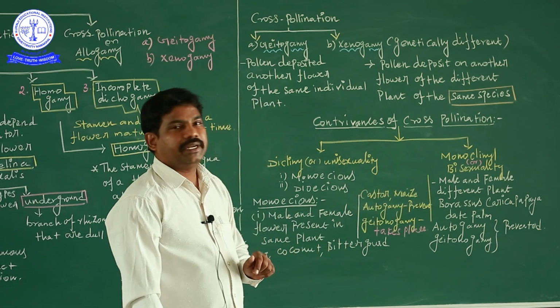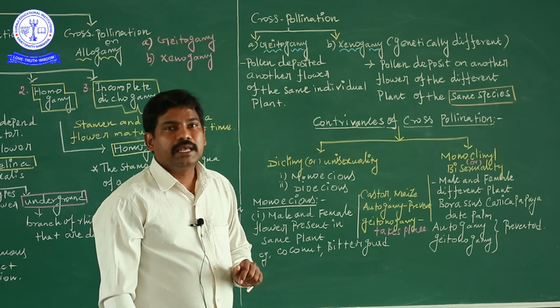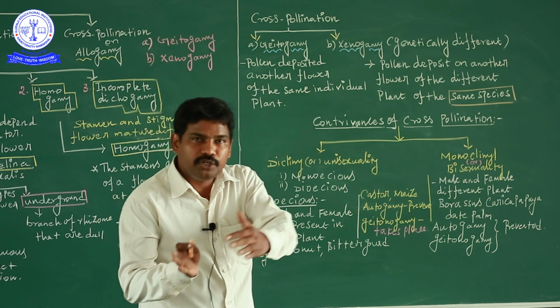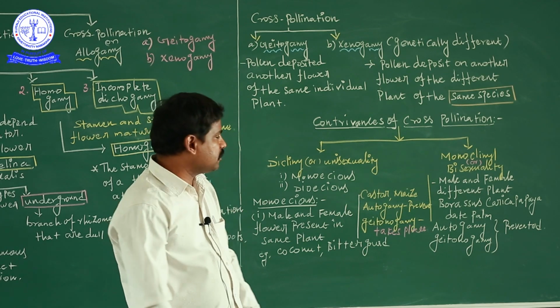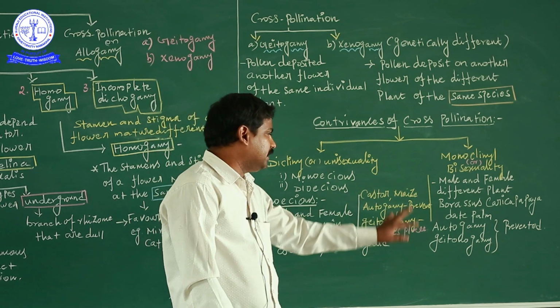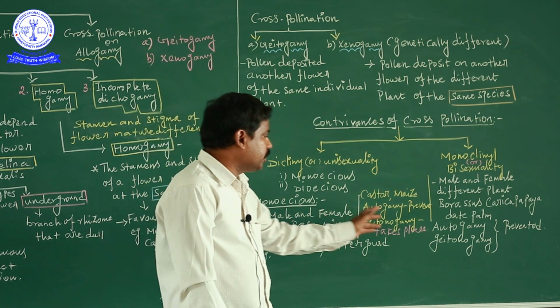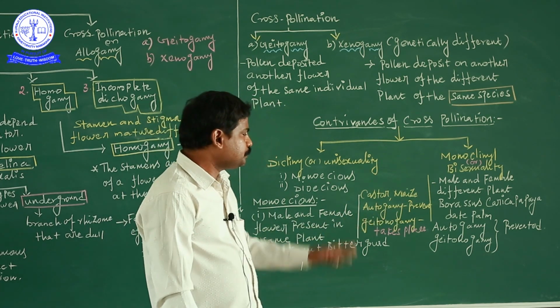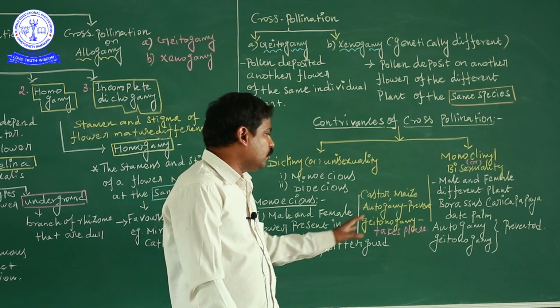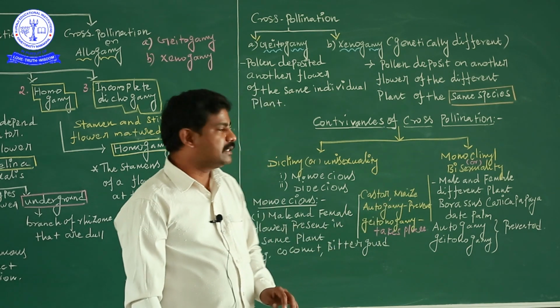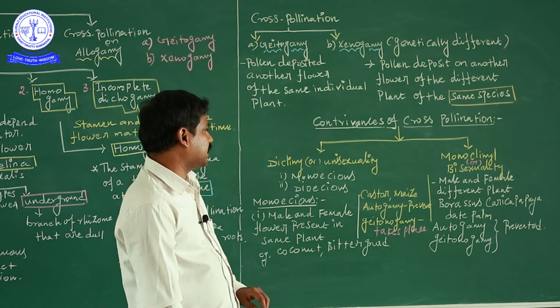Autogamy is prevented. Which one is autogamy? Self pollination. Self pollination is avoided, so that is called autogamy prevented. And also it is possible to have geitonogamy. Already that takes place, geitonogamy is a possible character. So that is the main feature of the monoecious character.